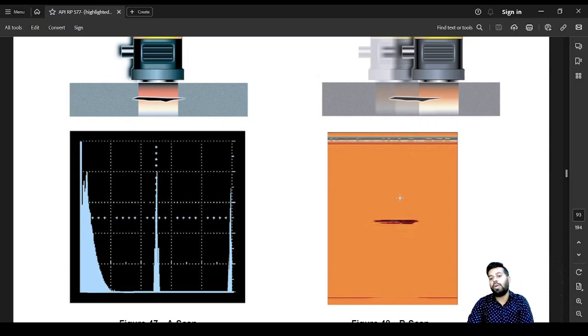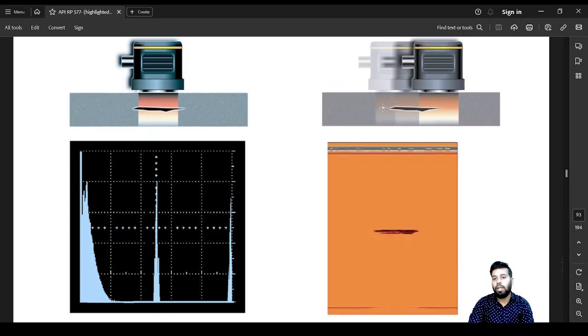This is known as a B-scan, where B-scan is generally the front view of the object. When you're looking at the front, you'll be able to see the discontinuity and its length, but you will not be able to see the depth or the width of the discontinuity. You'll not be able to see if it's a circular discontinuity or something like that, but you'll see that there is a discontinuity of this much length in the material.